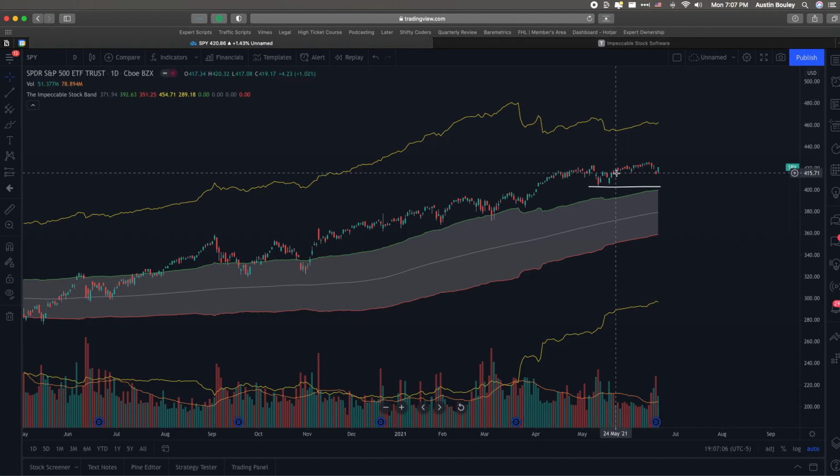So again, that means that I would buy at 421. I would have my stop loss at 404, and my take profit level at 440, and I would, let's make this white.